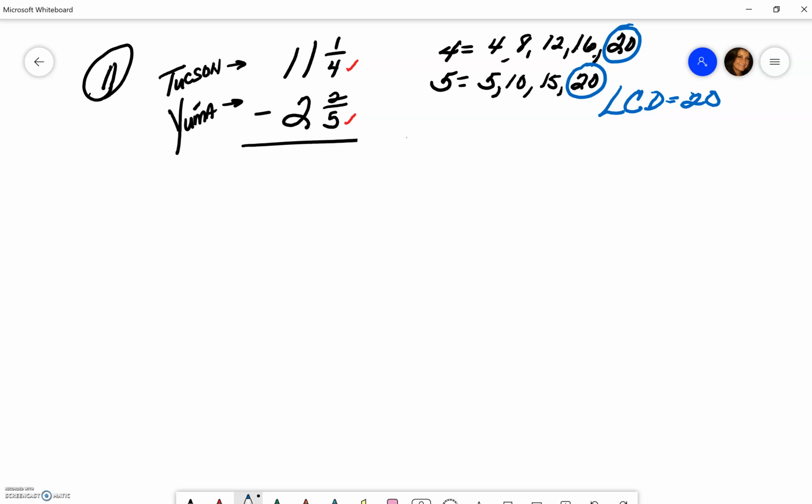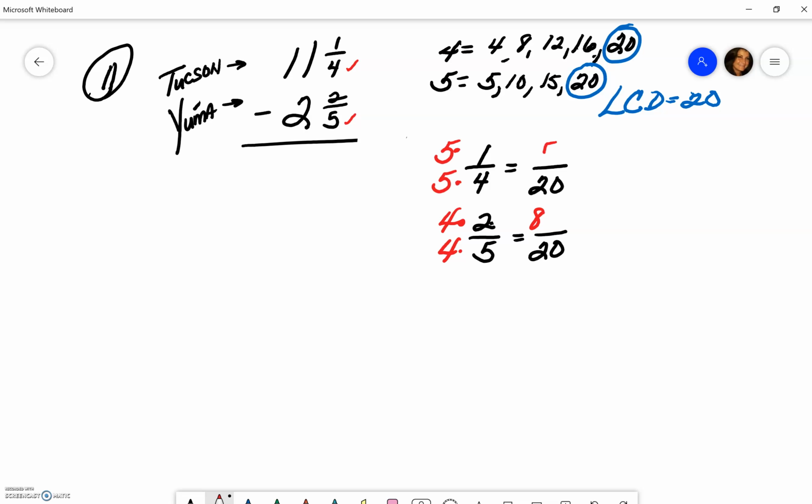Now we're going to go through the process to find our equivalent fractions. Let me just go ahead and write these out in black. So I have 1/4 equals, and here's our 20. And then we have 2 over 5, and that's equal to 20. All right, so now we know that 4 times 5 is 20, so 4 times 2 is 8. And we know 5 times 4 is 20, so 5 times 1 is 5. Now we have our equivalent fractions.